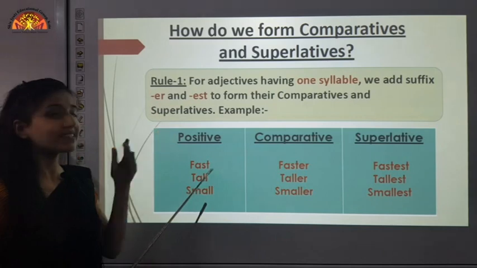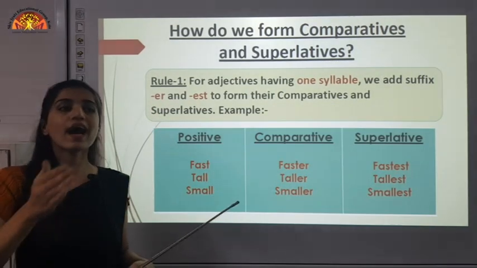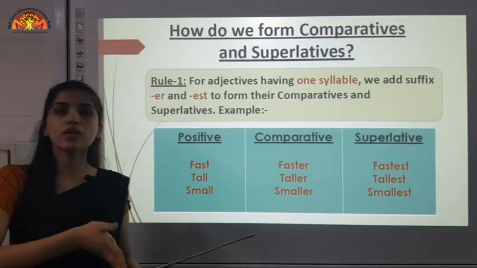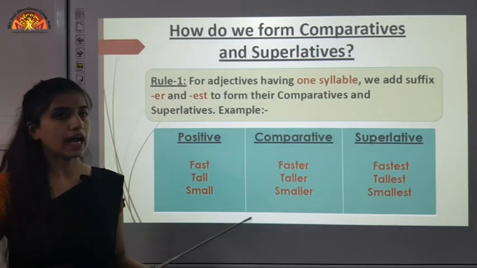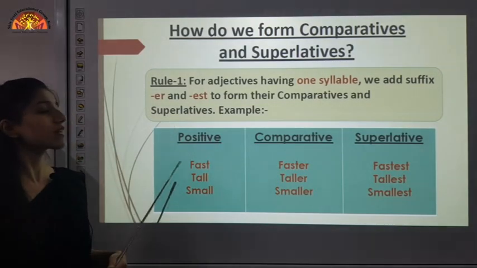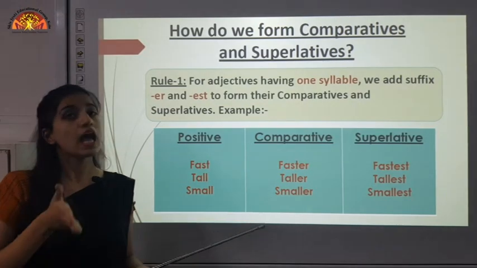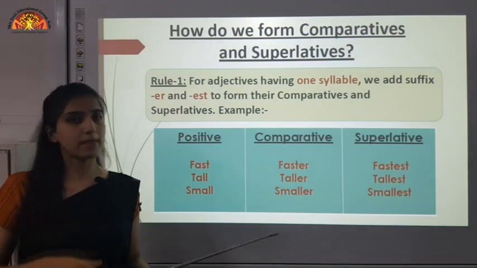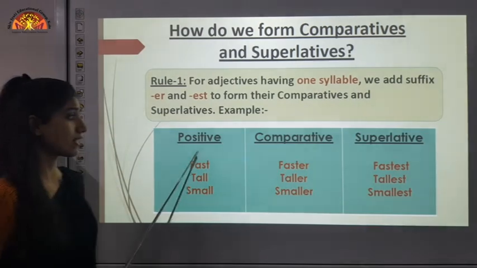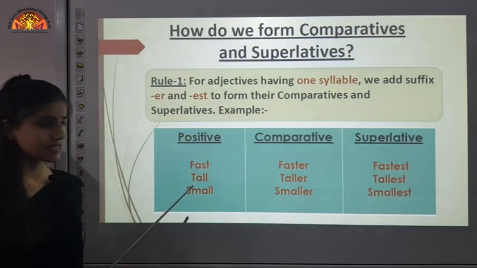So it's a one syllable word. If you need to identify what is a one syllable word, you need to do it like that. For adjectives having one syllable, we need to add ER and EST to form their comparatives and superlatives. So let's look at this example and understand.